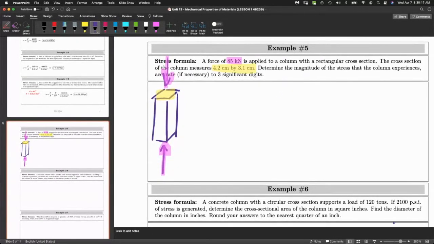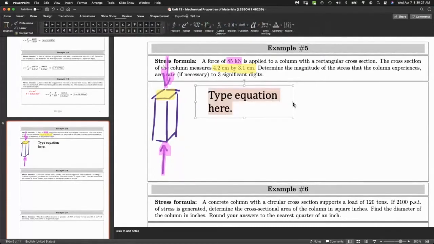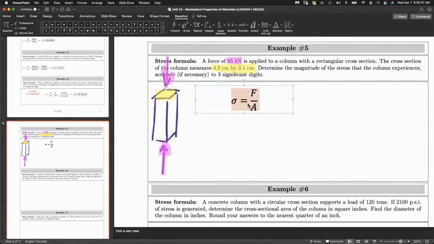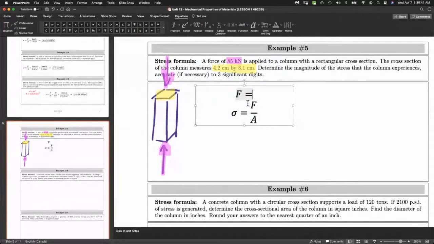So I'll do this one a little bit more carefully because maybe some people want that extra little piece there. So the first thing I'll just write down is the stress formula. And then I'm going to backtrack, and let's calculate the force. So the force is equal to 85 kilonewtons.